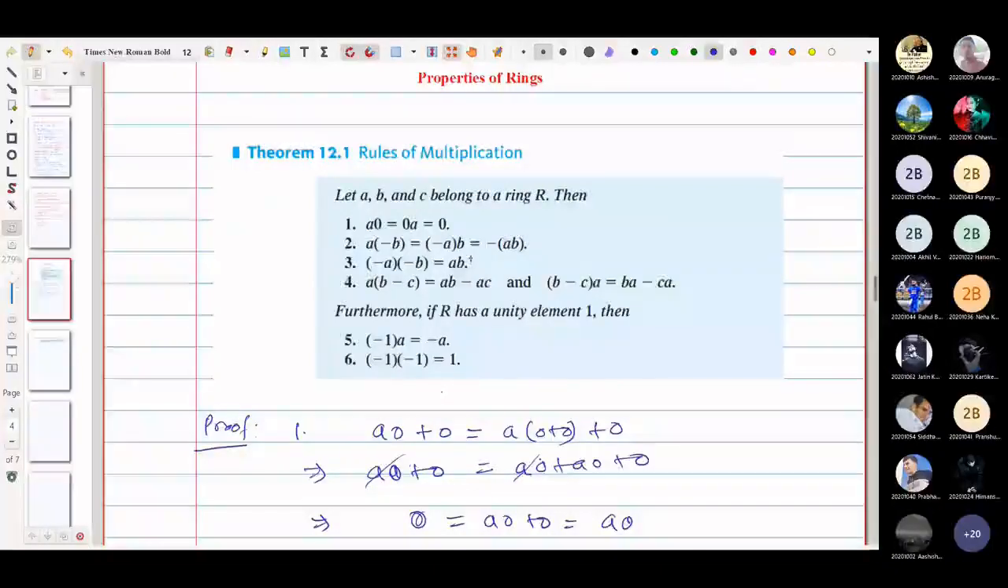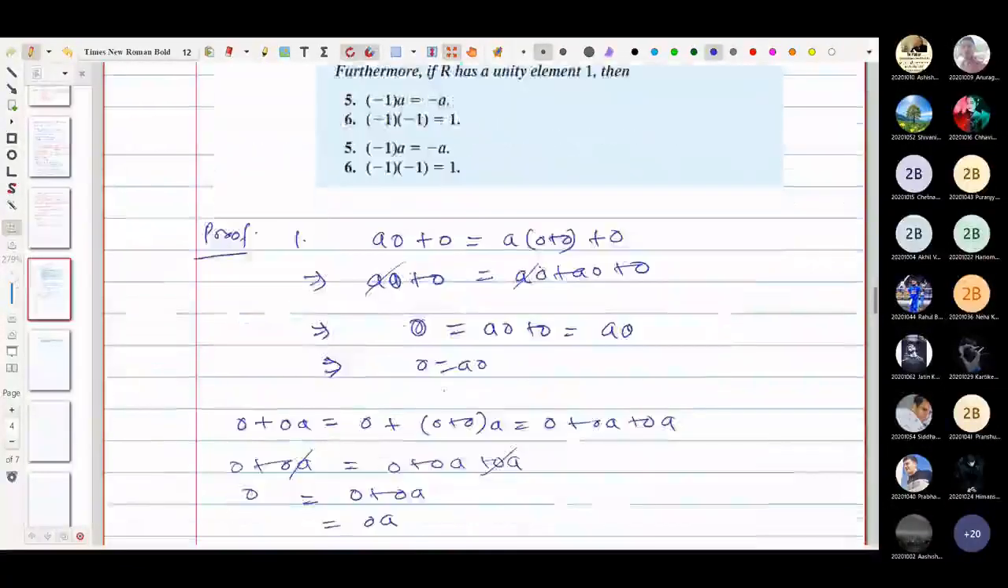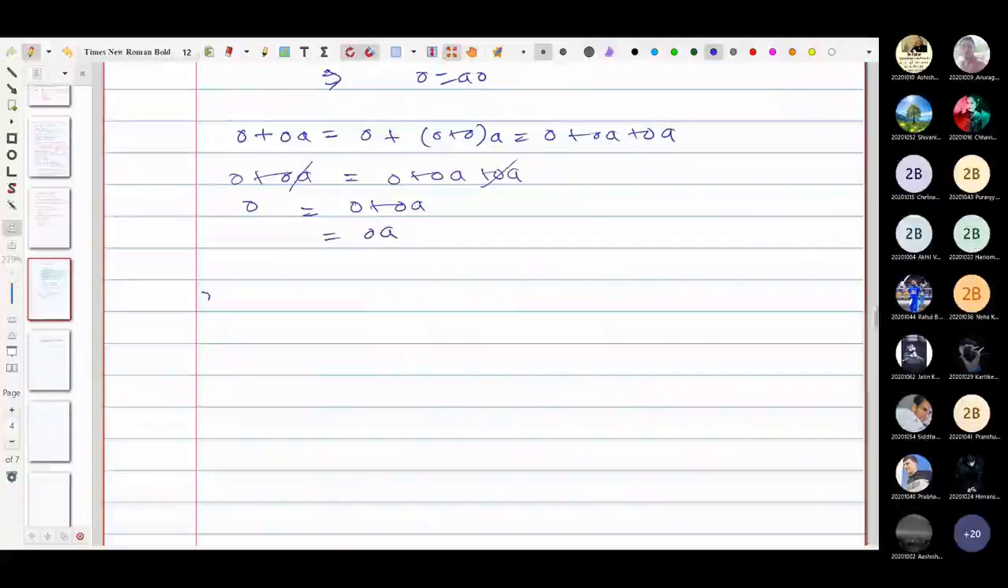Okay, the second property: a times negative b equals negative of ab. We know that if b is any element of the ring, then b plus negative b is equal to 0. Let us write it like this: b plus negative b, you know, this is 0. This implies that b plus negative b equals 0.